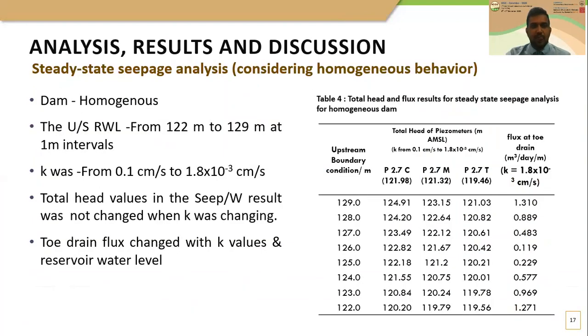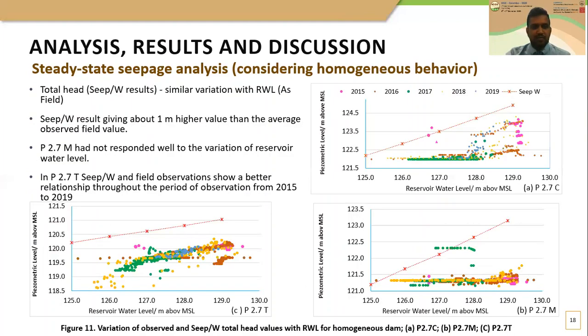Here, I have done steady state seepage analysis considering the homogeneous behavior to cover all water levels from 129 to 122 by 1 meter. The K was varied from 0.1 centimeters per second to 1.8 × 10^-3. Only Peradeniya flux was changed with respect to the K values, as in previous cases also.